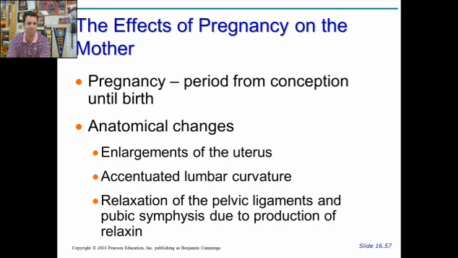Awkward. So pregnancy is from conception until birth, and a whole lot of changes happen. Enlargement of the uterus, that seems obvious. Accented lumbar curvature, it's like the beer belly where you get this curvature, as you know, lordosis, that we learned a long time ago. And then the pelvic ligaments and the pubic symphysis relax, so they're more stretchy and so on. Women often feel good if they had joint pain or anything beforehand. It's relieved because everything is looser and feels happier.